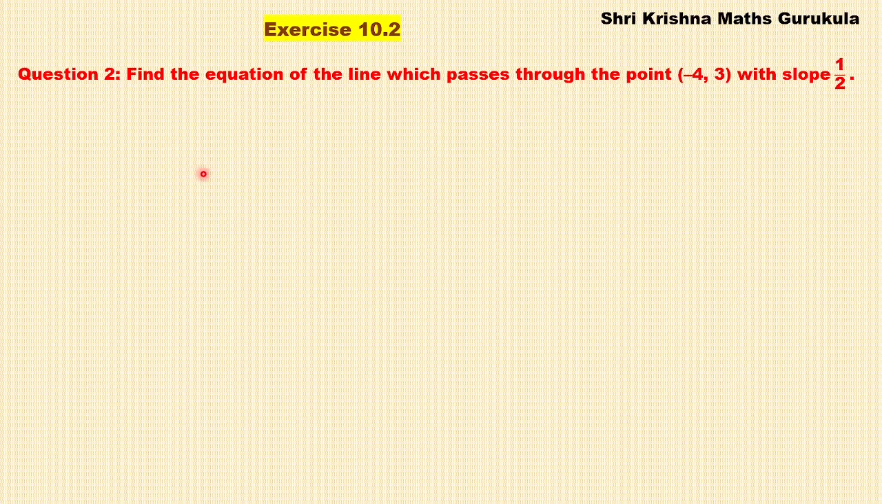Now let us check question number 2. Find the equation of the line which passes through (-4, 3) with slope as half. We have to find the equation of the line where this is a point on the line whose slope is half.